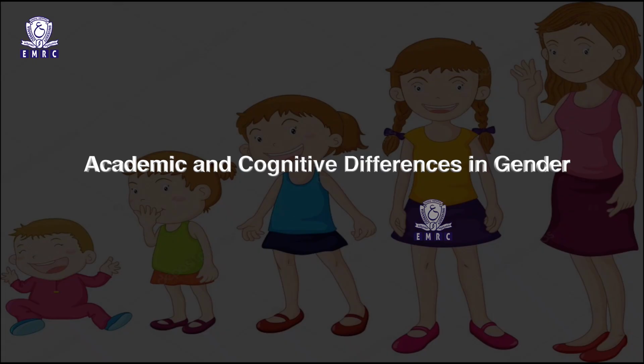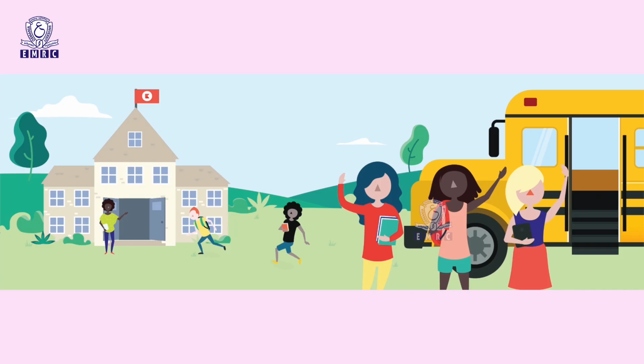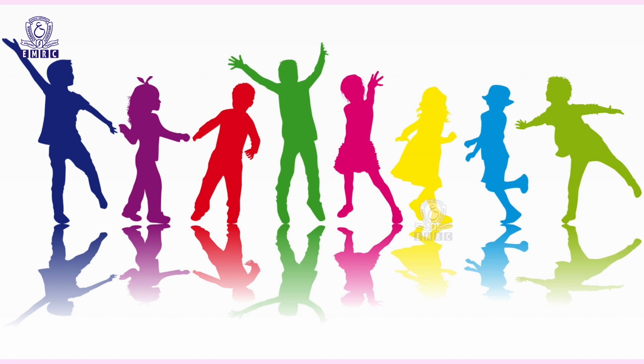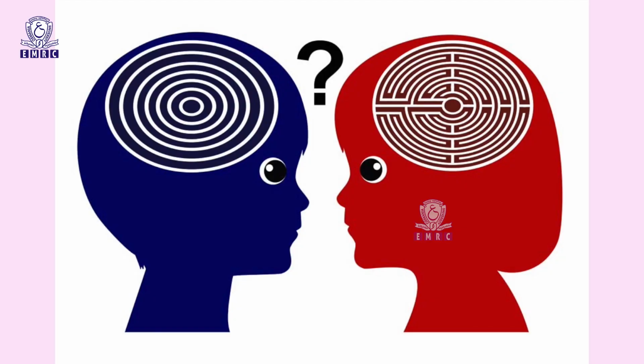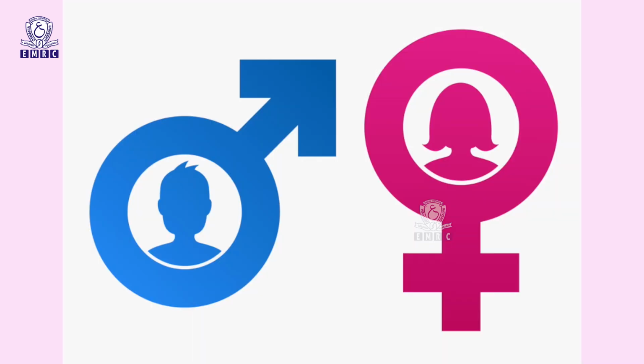Academic and cognitive differences in gender. On average, girls are more motivated than boys to perform well in school, at least during elementary school. By the time girls reach high school, however, some may try to downplay their own academic ability in order to make themselves more likable by both sexes. Even if this occurs, though, it does not affect their grades. From kindergarten through 12th grade, girls earn slightly higher average grades than boys.